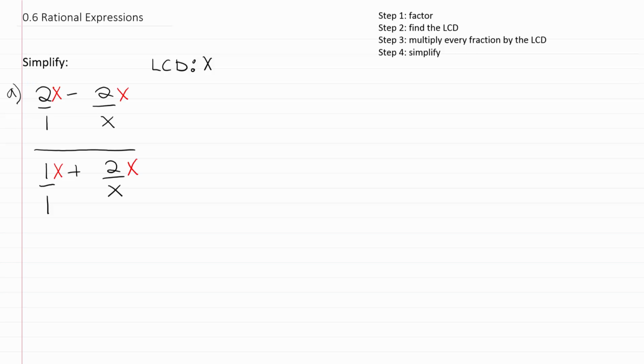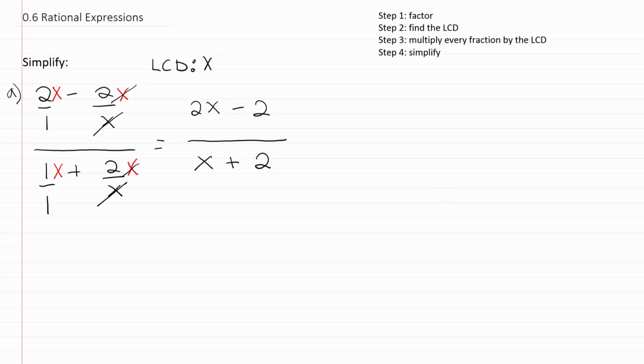That way every fraction has that LCD multiplied in the numerator. So for the first product, we're going to end up with just 2x. And then for the second fraction, the x here will cancel with the x there, leaving you minus 2. Then we'll have our fraction bar. We'll have 1x, or just x, plus, again, the x's will cancel, giving you just 2.